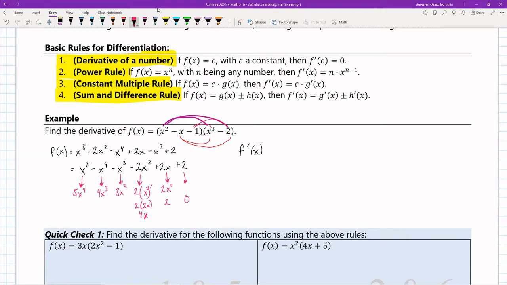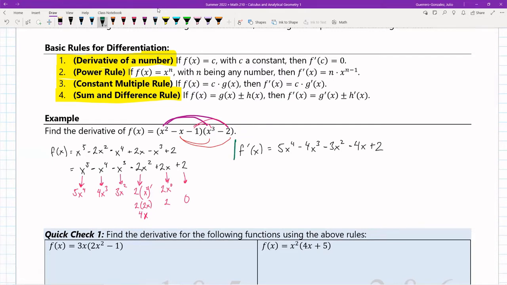Okay. And then the last thing we're going to use now is the sum and difference. Okay. I found the derivative of each one separately, right? According to the sum and difference rule, I can just grab these all, put them back together with whatever sign was in front of them. So the derivative for this thing is going to be 5x to the fourth minus 4x to the third minus 3x squared minus 4x plus 2, and we are done.